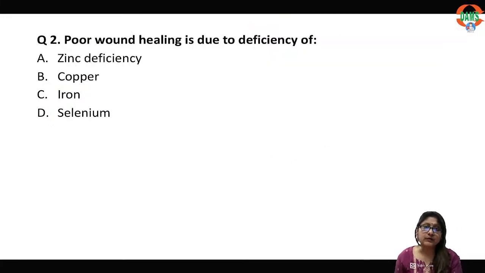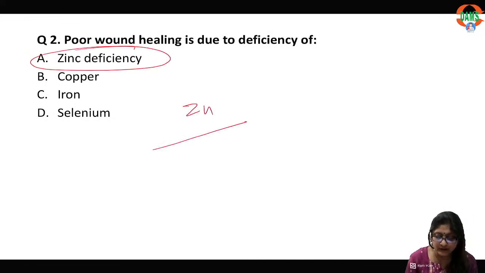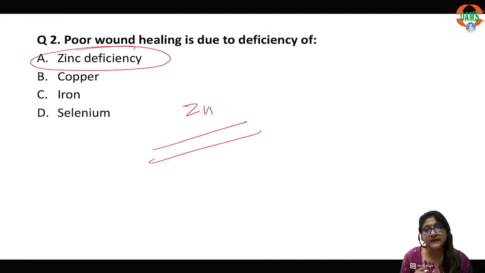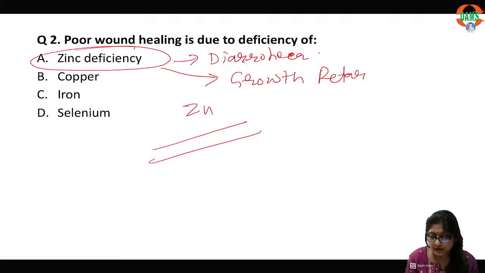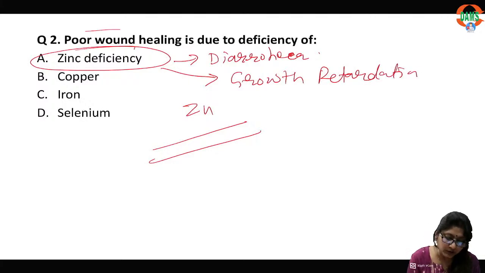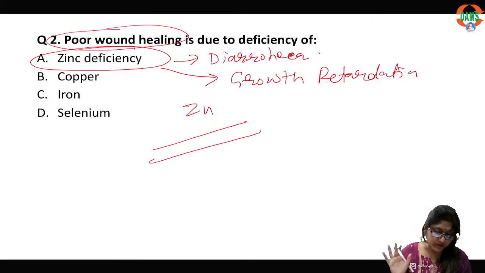This question is talking about poor wound healing, and this is due to deficiency of zinc. Zinc is important for wound healing. Zinc deficiency is related with diarrhea in the child, growth retardation in the child, and poor wound healing. So zinc deficiency is related with all these problems. So the answer for this question is going to be this.